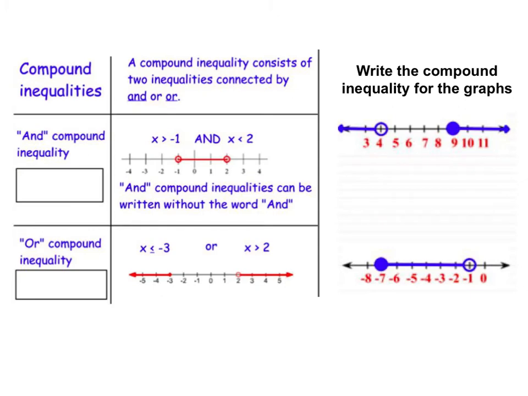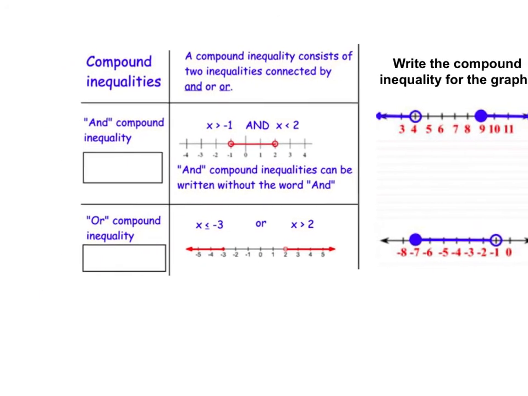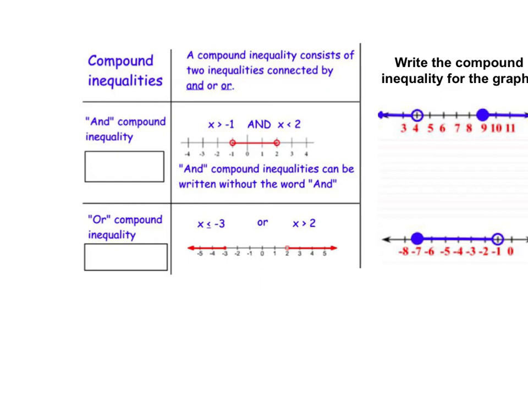So compound inequalities. We've got two types here. We talked about the first one already. It's the or one. It's saying that x is less than or equal to -3, or x is greater than 2. That would be like this situation that we see right here, or on the walleye one. We had the less than 18 or greater than 24.